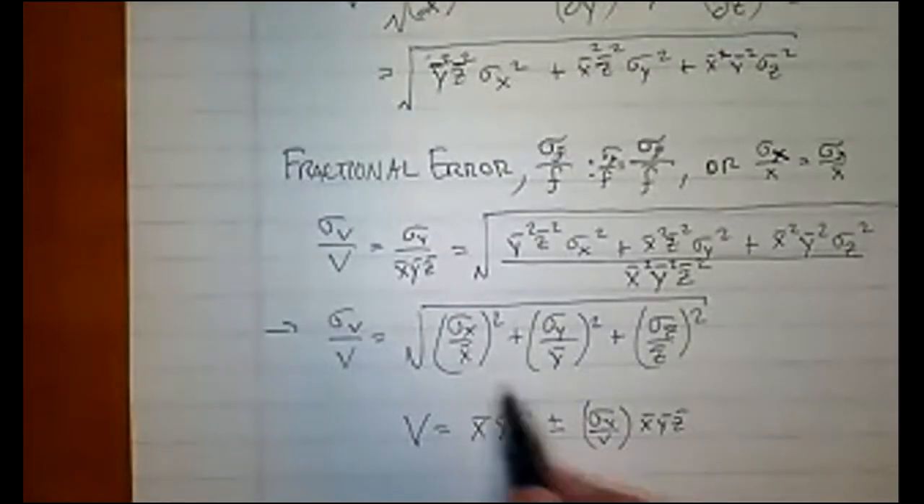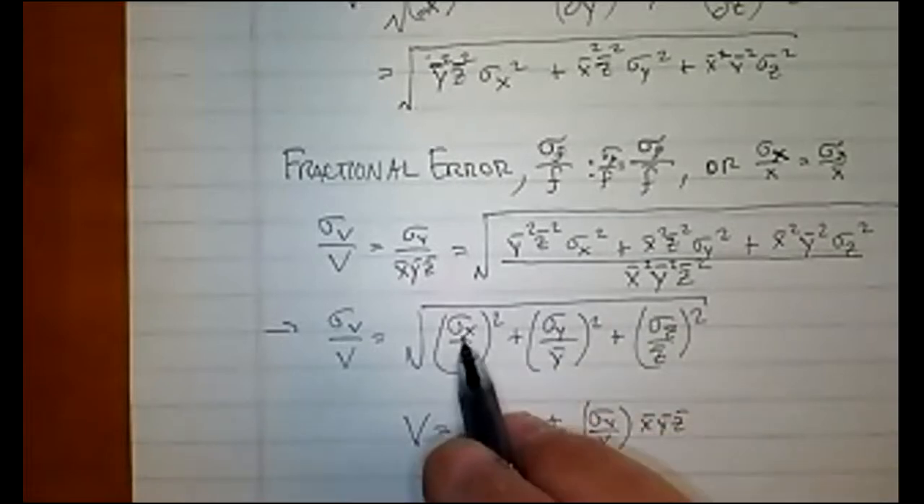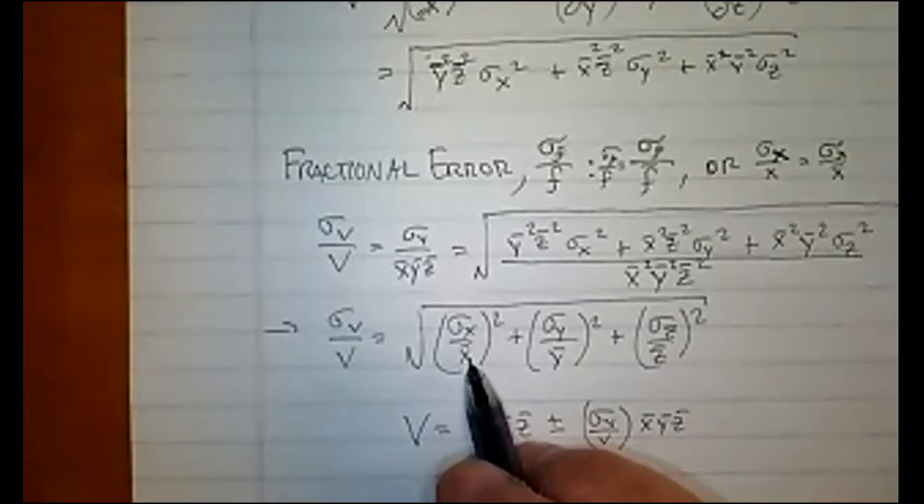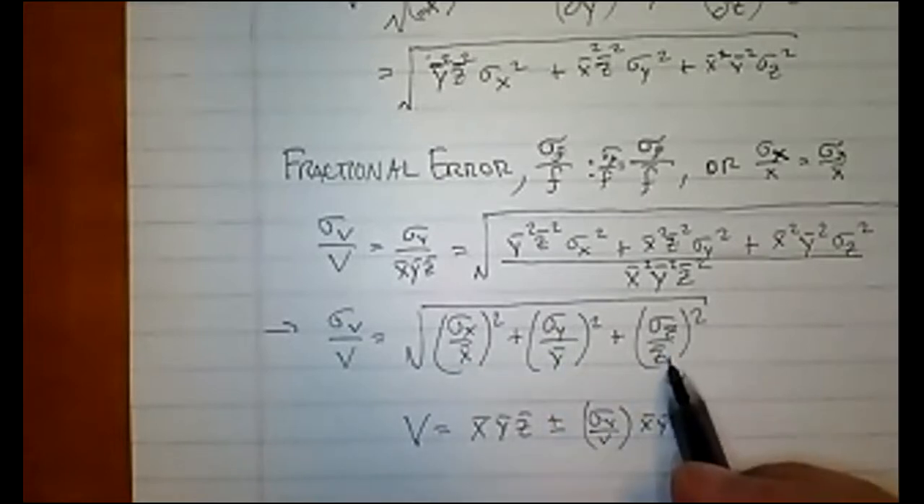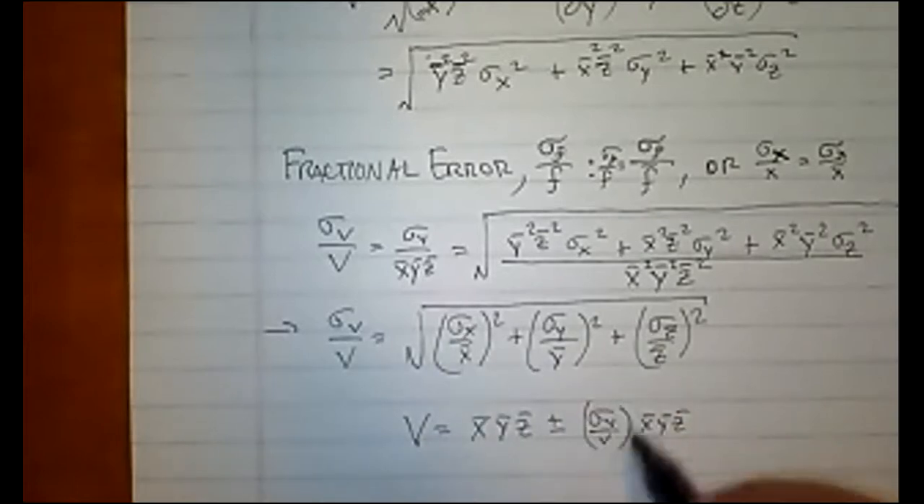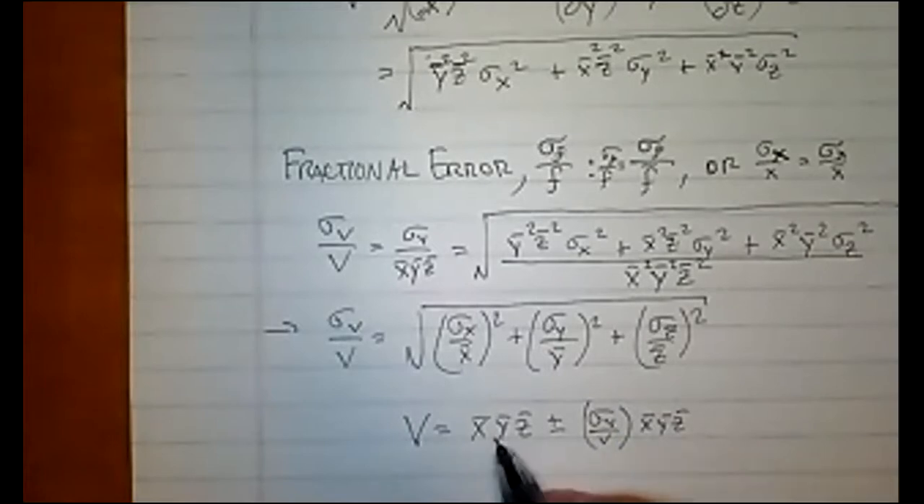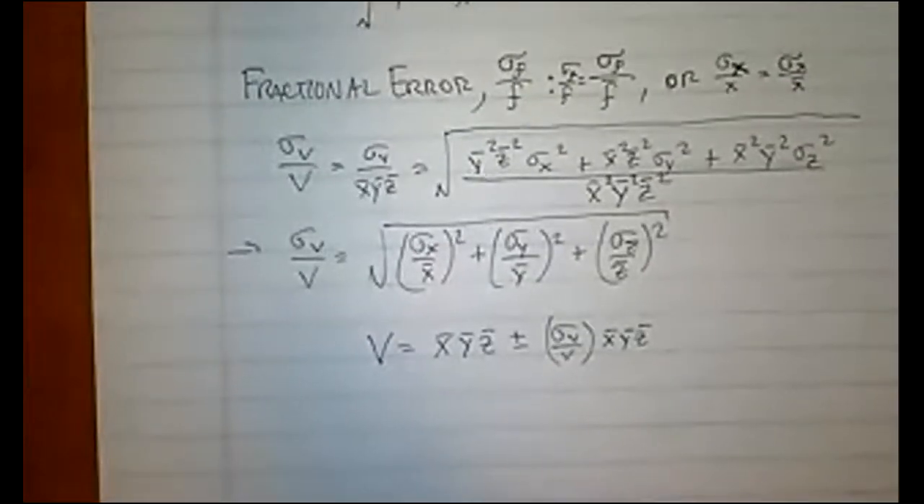Okay. So this is going to give you a number. You're going to take the best X, the best Y, the best Z, multiply them, and that'll give you a number in cubic centimeters or cubic meters. And then you're going to calculate this thing, which is literally the uncertainty in X divided by the best X, the uncertainty in Y divided by the best Y, and the uncertainty in Z divided by the best Z, square them, add them up, take the square root, and that's going to go all in here. And then you multiply that by the volume you just put here, and that'll give you the uncertainty in V in cubic centimeters or cubic meters. Okay.